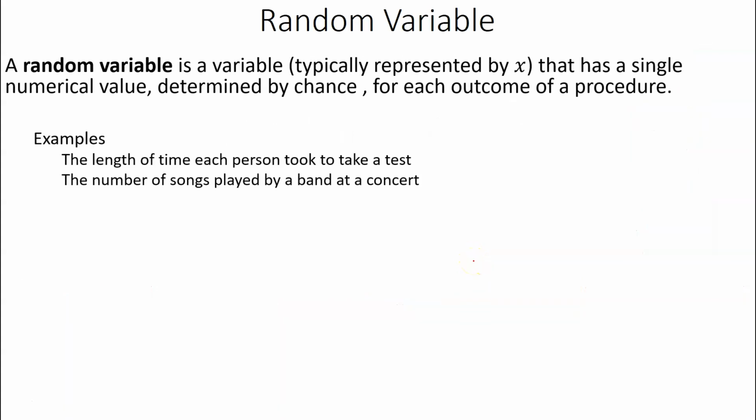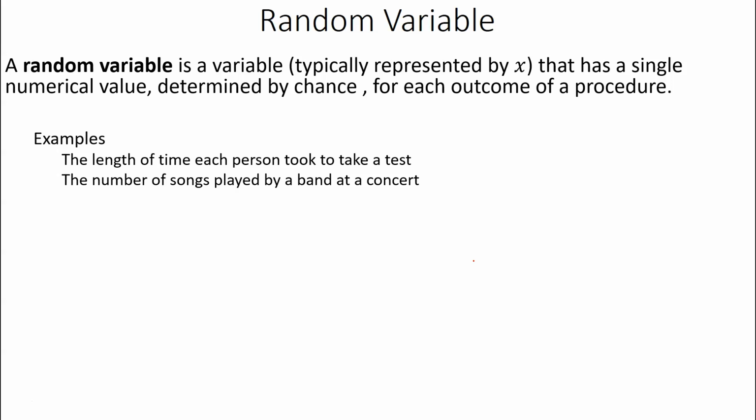A random variable is a variable typically represented in a math textbook by an x. And it's just a single numerical value that has to be determined by chance. That's the part when I say random, that's what I mean. Avoid the desire to actually make a calculation with it necessarily. It has got to be something that should be determined by chance.